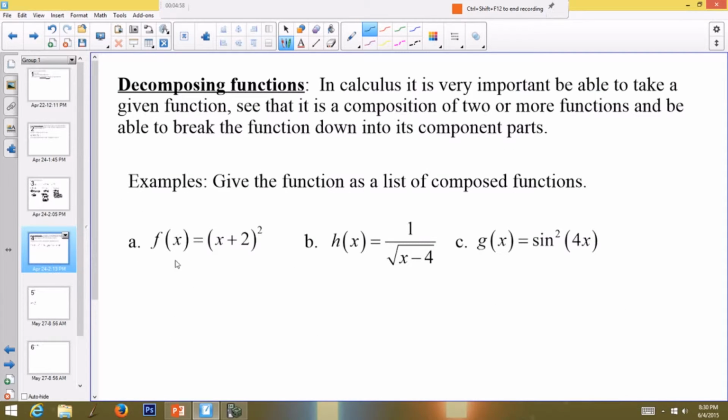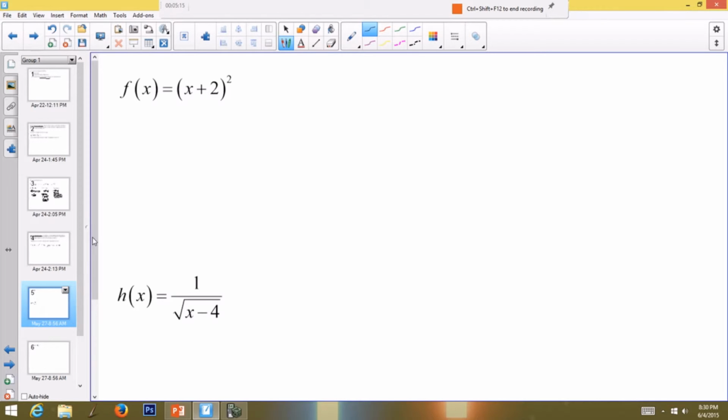So our first one that we're going to want to try and decompose is f of x equals x plus 2 squared. Our second one, h of x equals 1 over the square root of x minus 4. And g of x equals the sine squared of 4x. Now, I have to admit, on most occasions, there is more than one way to do this. And you can do different ways and still get the right answer even when we're doing it in calculus when we get down the road. So when I look at this first function here, I see two functions.